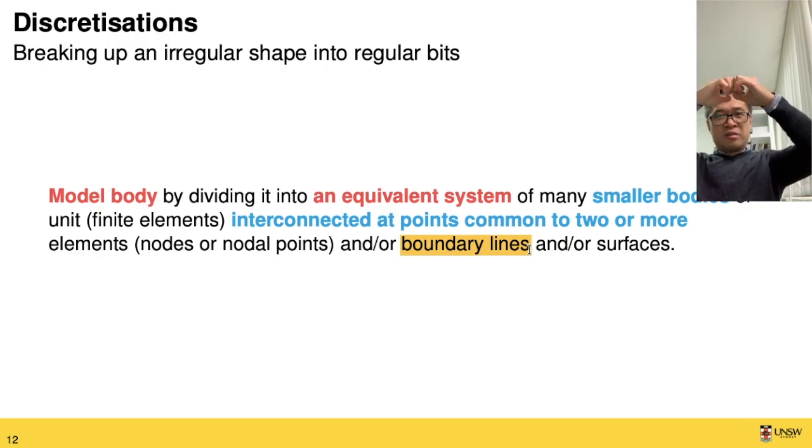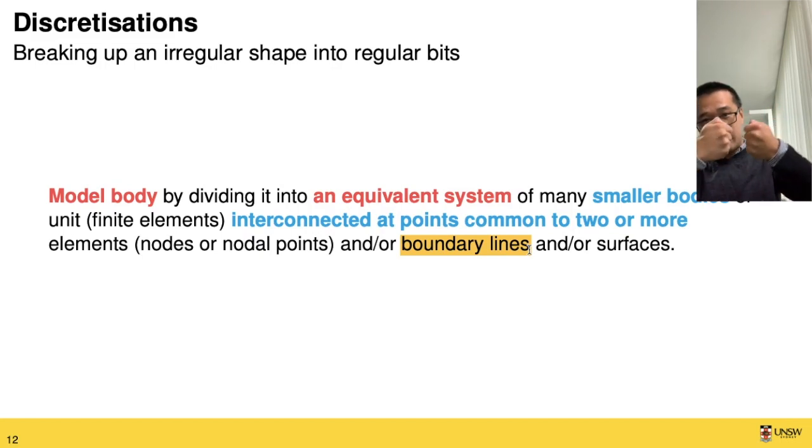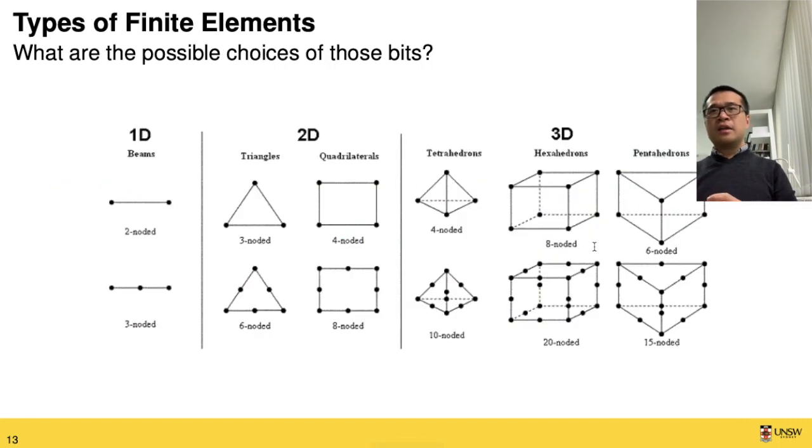But this can also go further. If you have two 3D objects, at the point they join, like my two feet joined together on a surface, there's a surface of joining between the two discretized parts, and that's what I said here. This could also be joined together by the surface, right? So, what are the possible choices of finite elements, right? What are the possible choices to chop up bigger pieces of irregular shape?